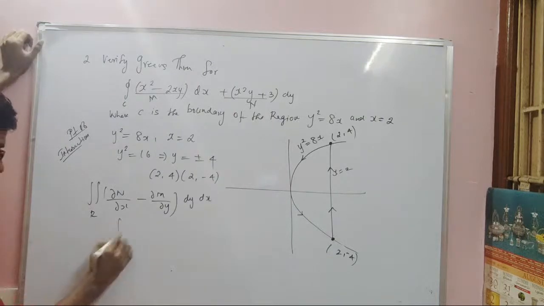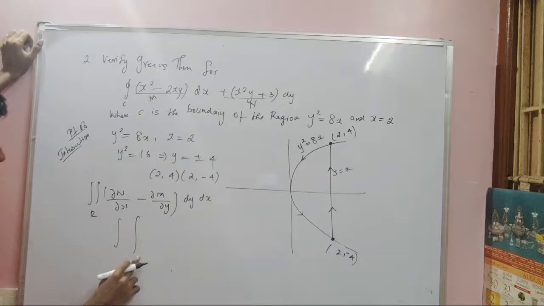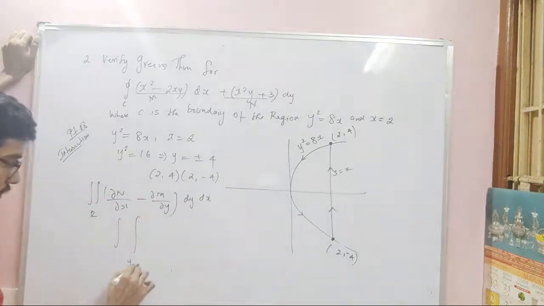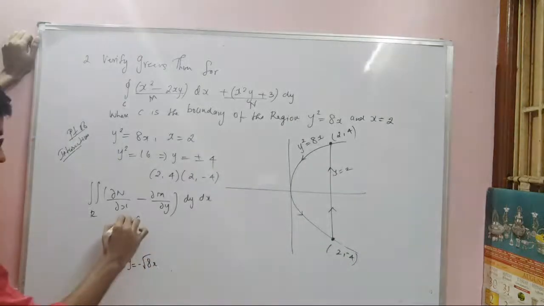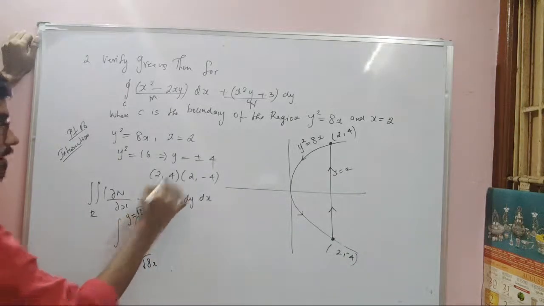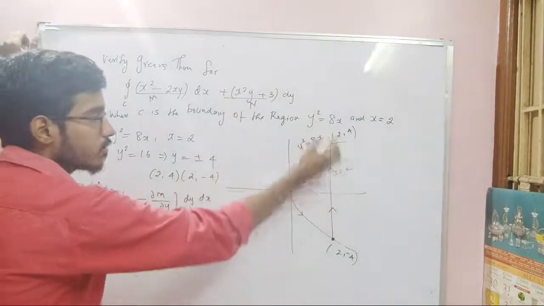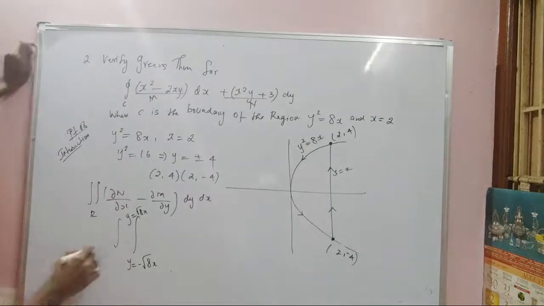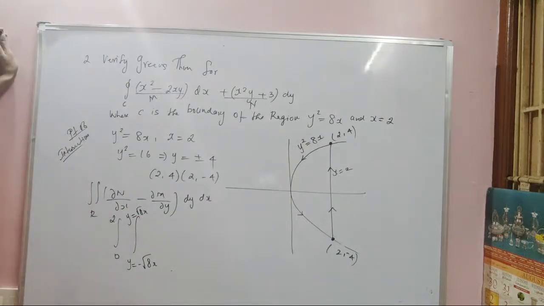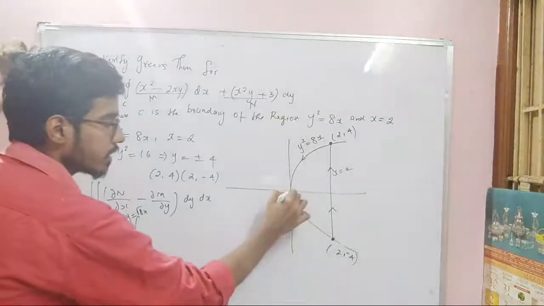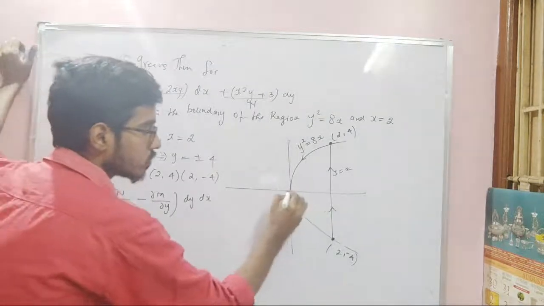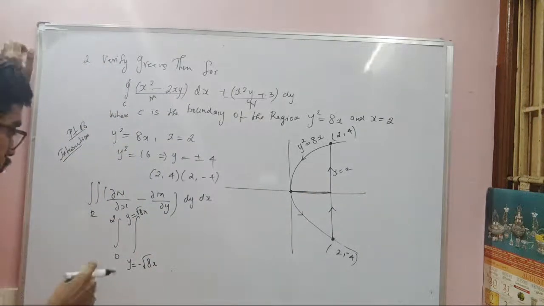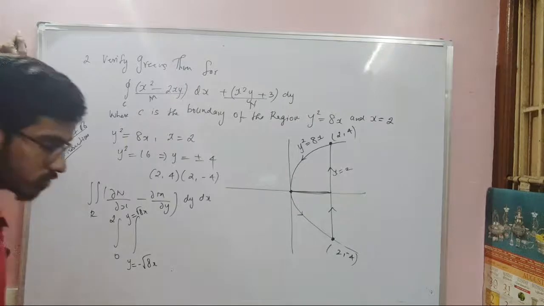So this will be the integral. We need to find the x limit and then the y limit, right? The y limit is y equal to minus root 8x to y equal to plus root 8x. So y square is equal to 8x means y is equal to root 8x and y is equal to minus root 8x, and x varies from 0 to 2, right? So x varies from 0 to 2.